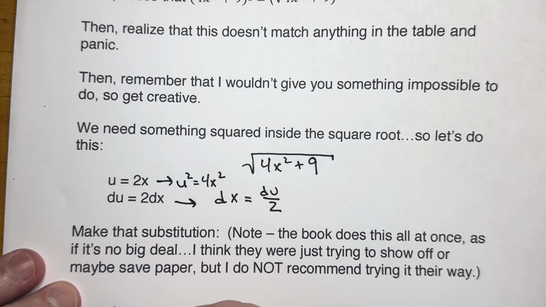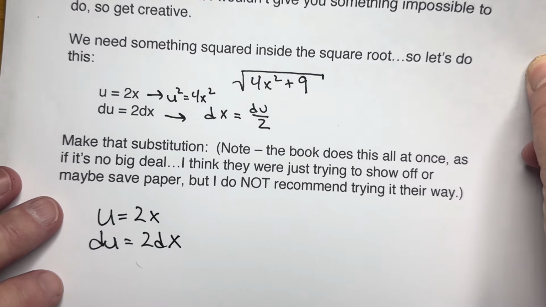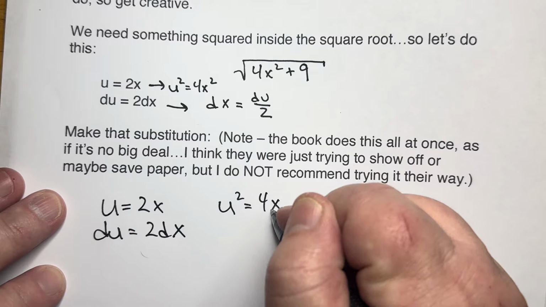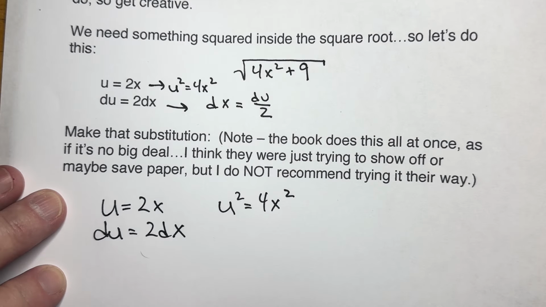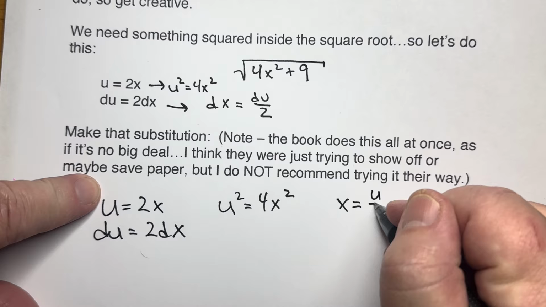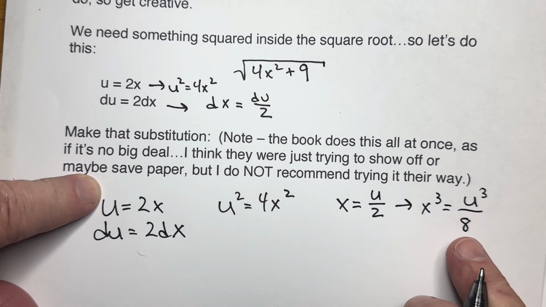I've got u equals 2x. So du equals 2dx, like I have above. Oh, you can't see that. Okay. u squared is 4x squared. Also, x equals u over 2. You guys see that? Which tells me that x cubed equals u cubed over 8. Take a look at that. What do you think? Because it's u cubed on top and 2 cubed on the bottom. 2 cubed is 8.